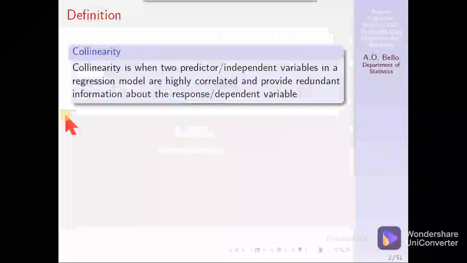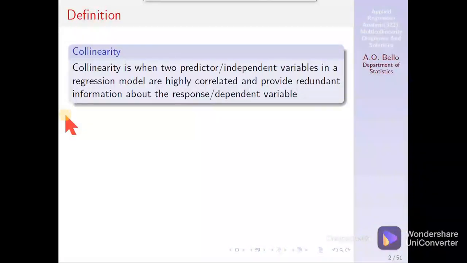So to start with, what is collinearity? We'll say collinearity is when we have two predictor variables, also called independent variables, in a regression model, and they are highly correlated. This brings about these independent variables providing redundant information about our y. So we are having two independent variables in our regression model, and they are highly correlated, providing redundant information concerning our y. We say this is a collinearity problem.